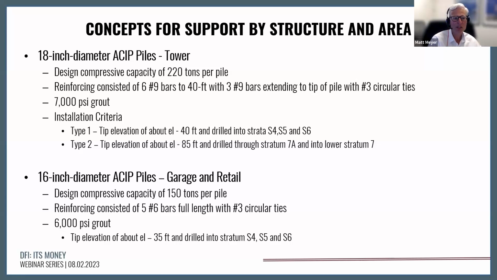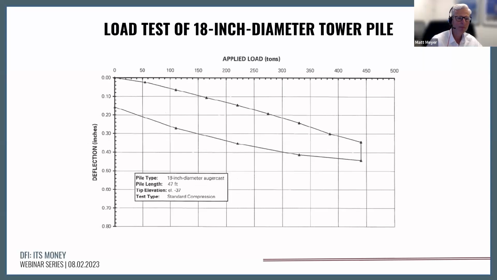Then we have the condition where we've got that stratum 7A present. We need to bypass it. We need to get bearing at depth. We need to have settlement compatibility for this variable length pile foundation system. The concept was piles installed to elevation minus 85, bypassing stratum 7A.